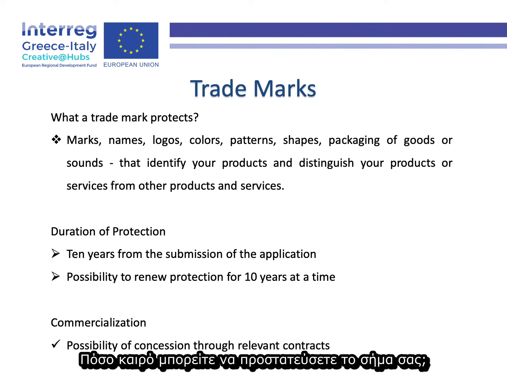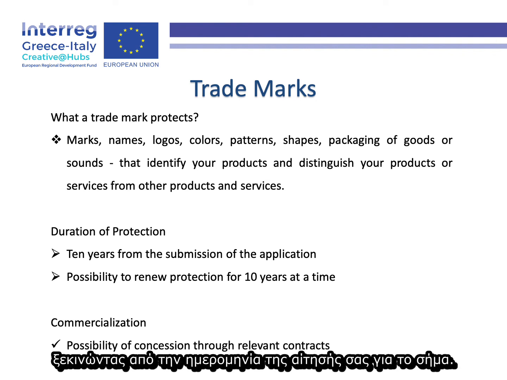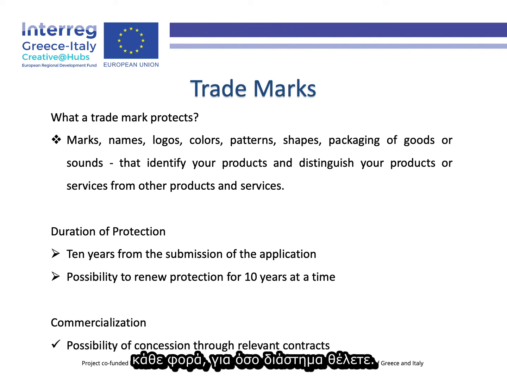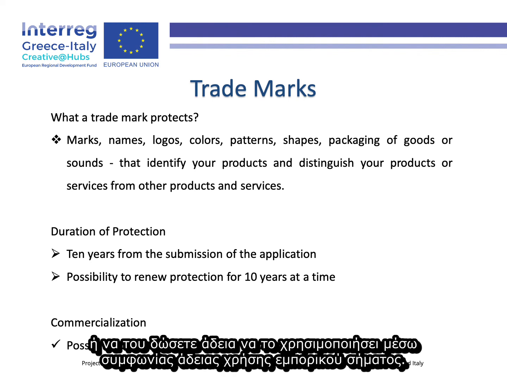How long can you protect your trademark for? In most countries, trademark protection lasts 10 years, starting from the date of your trademark application. You can then renew your trademark protection for 10 years each time, for as long as you like. When you own a trademark, you can sell it to someone else or give them permission to use it through a trademark licensing agreement.